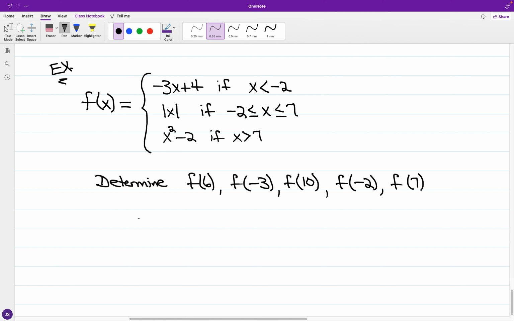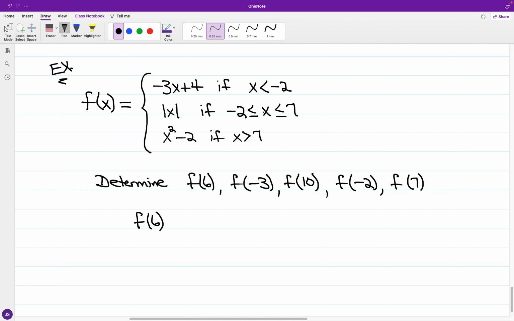Now first of all, for f of 6, 6 is going to be the value of x. If you notice where 6 belongs in terms of which of the inequalities the input belongs to, 6 cannot be greater than 7. So we're not going to apply x squared minus 2. And also, we cannot have 6 less than negative 2. So we cannot use the negative 3x plus 4 part.